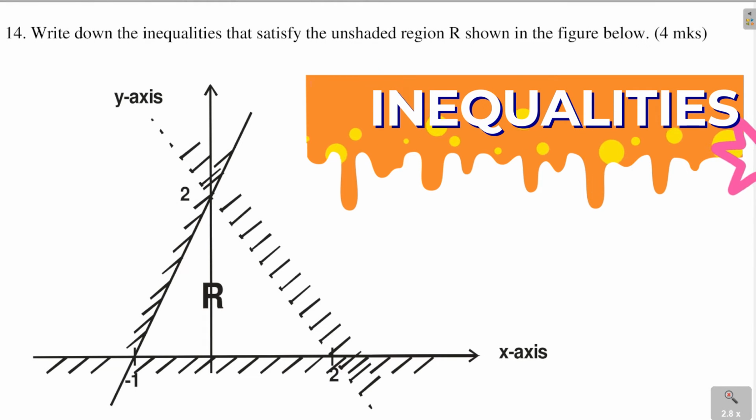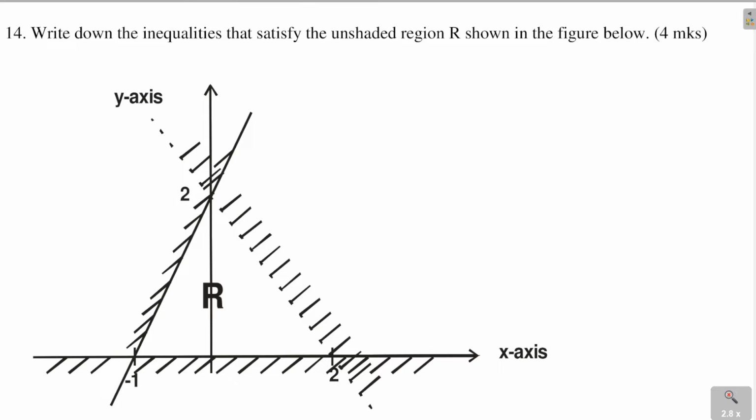Welcome. Let us solve this question on inequalities. The question reads, write down the inequalities that satisfy the unshaded region R shown in the figure below. We shall begin by naming these lines.